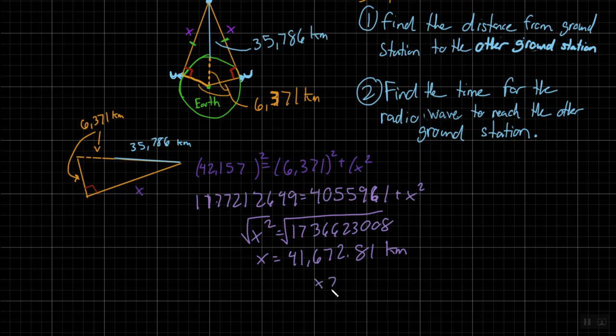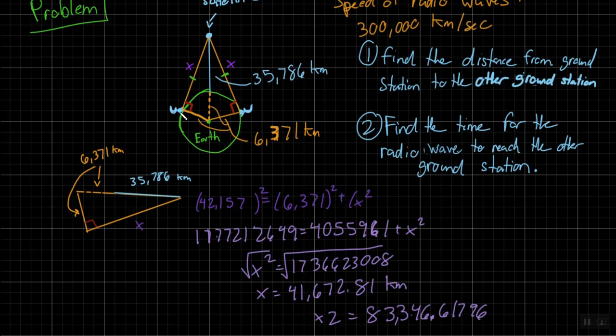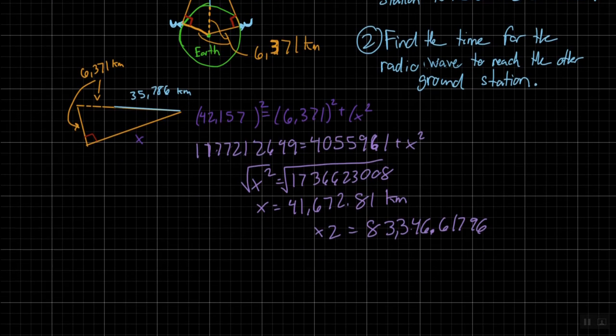Yep, so multiply it by 2, and we should have gotten 83,346.61796, roughly. That's the number. Because I want to go from this ground station up to the satellite and back down. So we know x, but I also need my other x. Okay, now that's the answer to number 1.